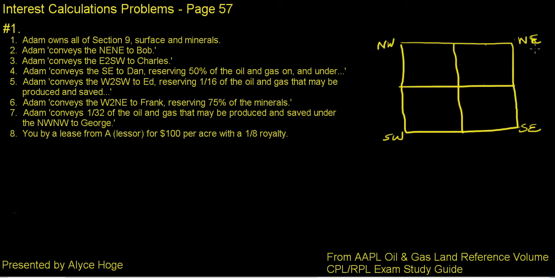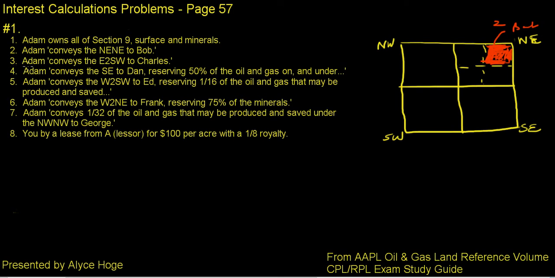So I'm going to go to my northeast quadrant, and then I'm going to divide it into 4s. And then I'm going to take the northeast of the northeast, which is right here, and I'm going to show that that is going to Bob. So I'm going to put that in a red color here. That is the northeast of the northeast, and that is going to Bob. And that is problem number 2, just in case I get stuck at some point.